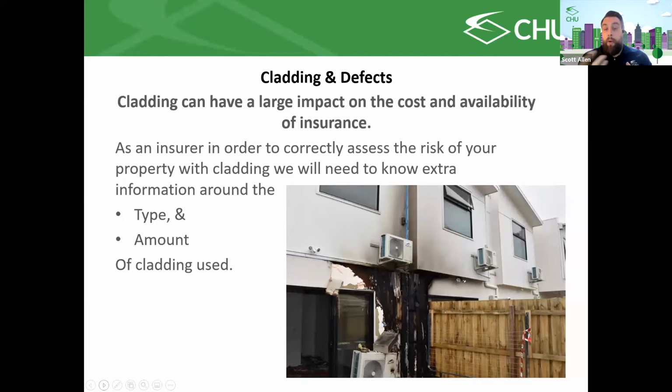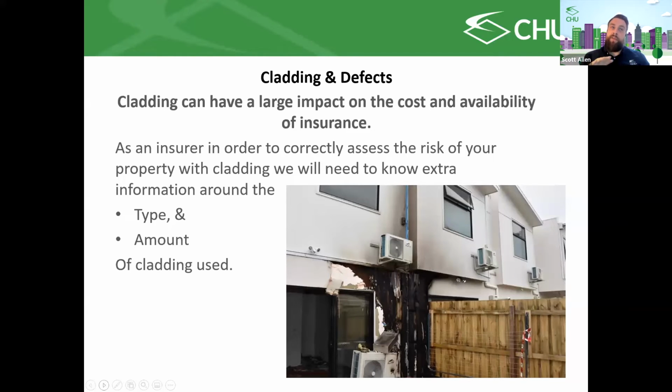Anytime you're looking to get your property with cladding, or dangerous cladding, I should say, insured, we need to know two key things. We may ask for more information depending on insurer to insurer, but generally it's two key things. What is the type of cladding you have?